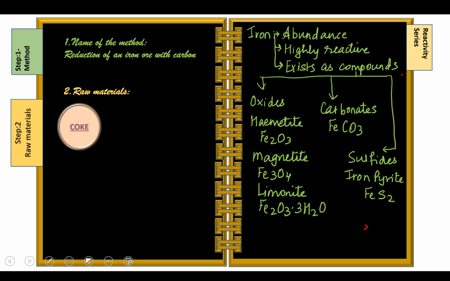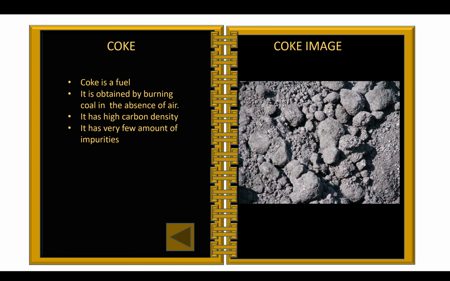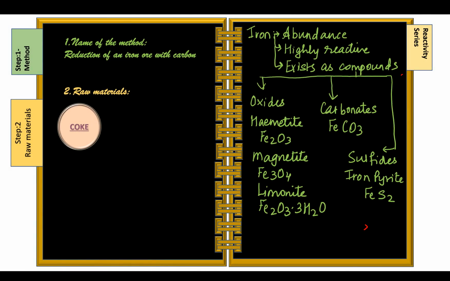the coke. And if you want to know something more about the coke, you can have a look at the image of the coke, and as you can see to the left of the screen, coke is a fuel. It is obtained by burning coal in the absence of air. It has a high carbon density, so extremely rich in carbon, and it has very few impurities. So that's about coke, the first raw material.